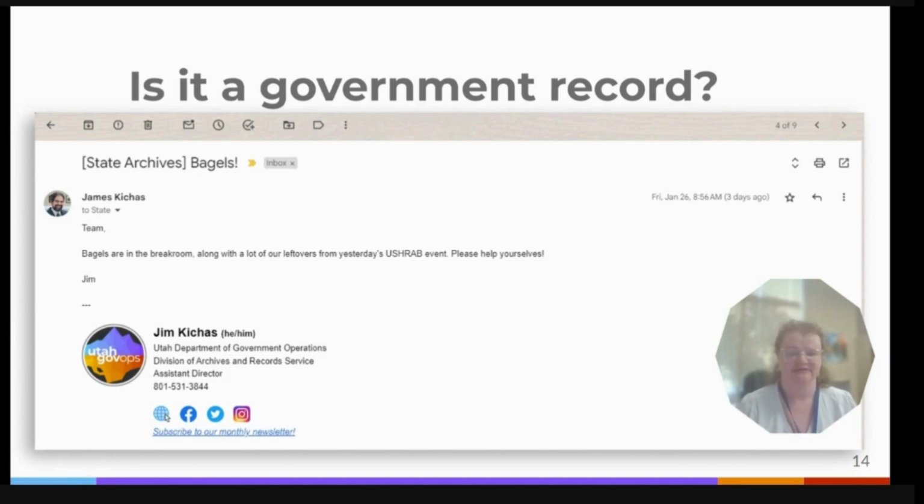So let's take a look at this record. Based on how Utah code defines a record, is this a government record? This is from the Assistant Director of the Archives, letting everyone know that there are bagels in the break room. This actually is a record because emails sent from government accounts regarding government business, even if seemingly frivolous, are considered government records.